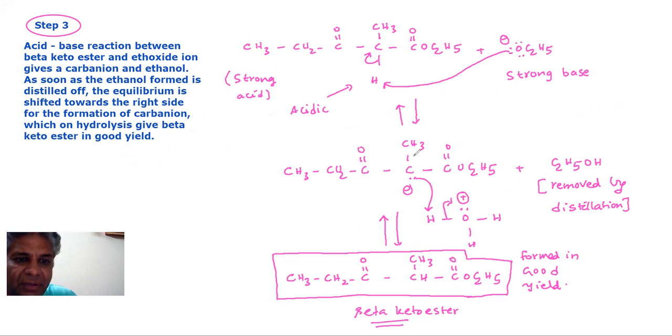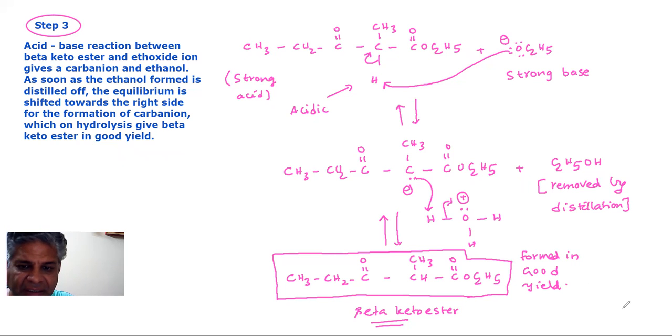So to give you the carbanion and then ethanol. Once this ethanol is removed by distillation, then this carbanion on hydrolysis will give you the beta keto ester in good yield. So as soon as the ethanol that is formed is removed by distillation, the equilibrium shifts more towards the right hand side, towards the formation of the carbanion, which on hydrolysis gives beta keto ester. So this is how the reaction takes place.